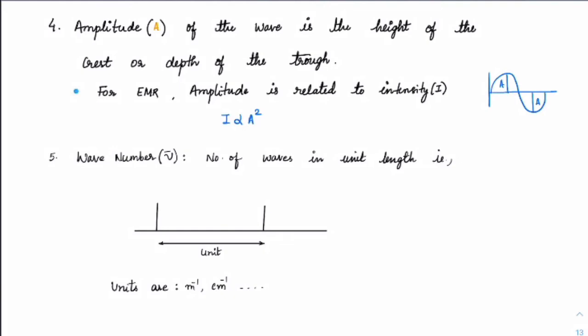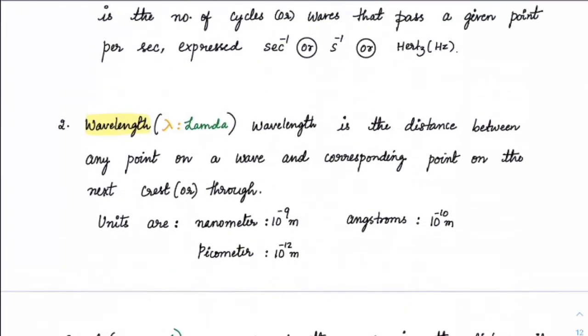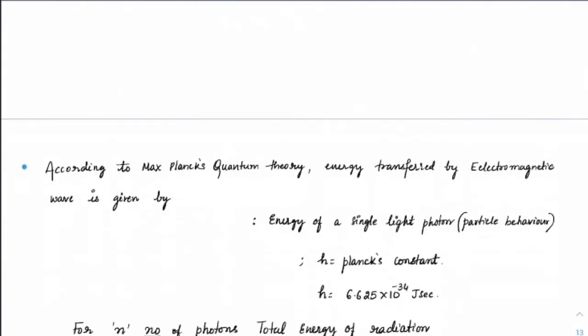Next is the wave number. See, wave number is nothing but the number of waves in a unit length, which means suppose we both are standing here, and between both of us there is 1 unit distance, that 1 unit could be 1 centimeter or 1 meter, then how many waves are present in it represents the wave number. And one crest and one trough together represent one wave. So how many waves we have represents the wave number. So these are 5 important wave characteristics. So revise that once.